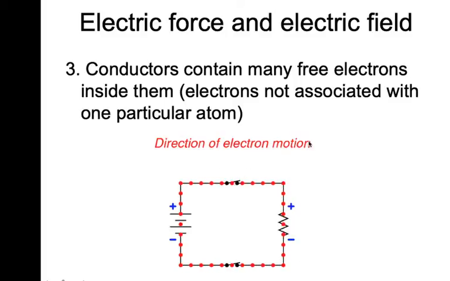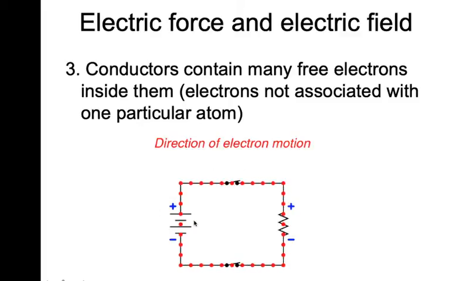Those electrons are known as free electrons when they don't have any loyalty or association to one particular atom. And when we have these free electrons, right, it's easy for them to move through a circuit.